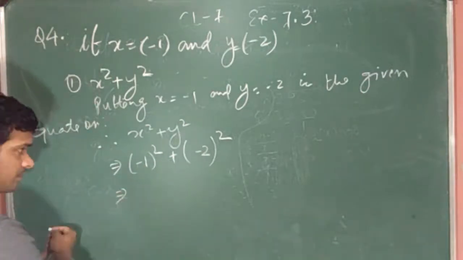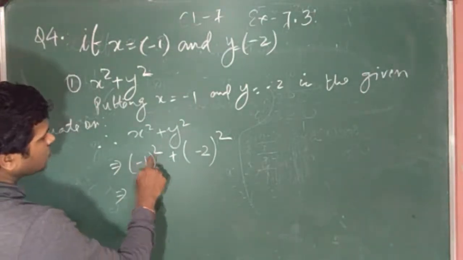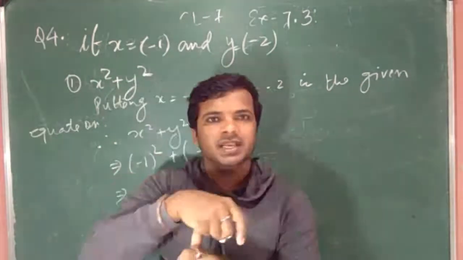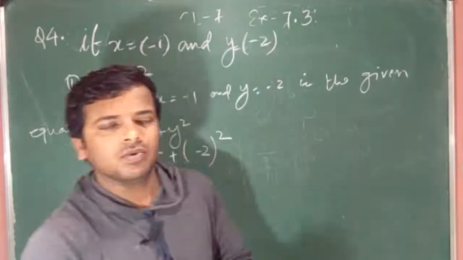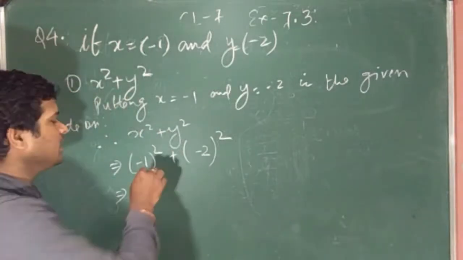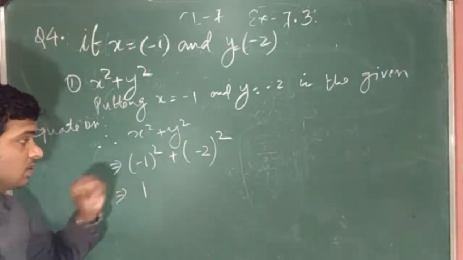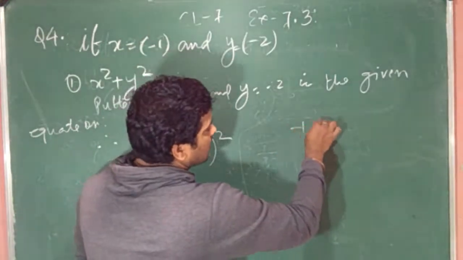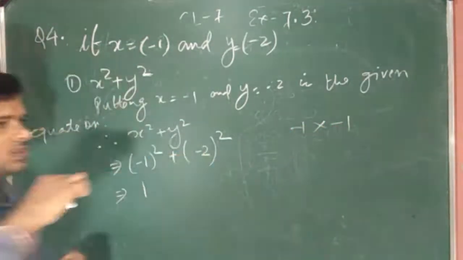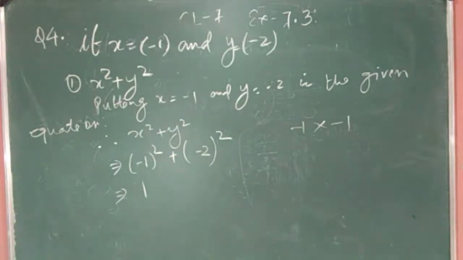Now minus 1 two times, that means we need to multiply minus into minus. Forget about the minus, only 1, because 1 into 1 is 1. Then what about the sign? It is minus 1 into minus 1. Try to understand, okay? Minus 1 into minus 1.